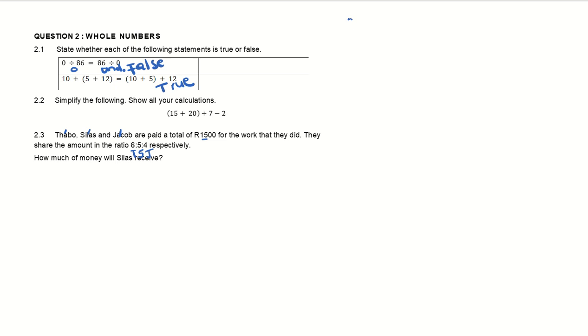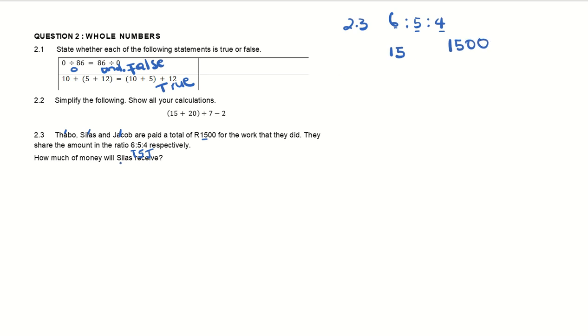Let's look at this. So if we have 6:5:4, what do you get when you add these 3 numbers together? You get 15. So it means if they were sharing 15 rand, what will happen is that for every 15 rand, Thabo gets 6 rand, Silas gets 5 rand, and Jacob gets 4 rand. And the amount is finished. But now, we want them to share what amount? 1,500 rand.